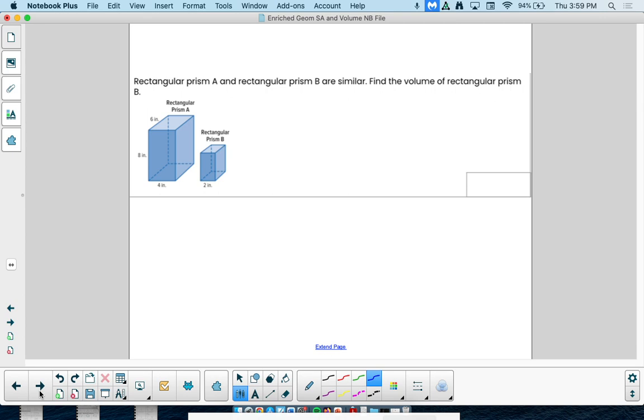Okay, finally have a picture on this one. Maybe that's more helpful. It says a rectangular prism A and rectangular prism B are similar. Find the volume of rectangular prism B. Okay, so we gotta draw our little road map. Can we start with right away? Well, I can clearly see that 2 goes with 4, right? So we're gonna start with our scale factor, which is 2 over 4. I'm gonna reduce it because I want my number smaller, so I know it's a scale factor of 1/2.